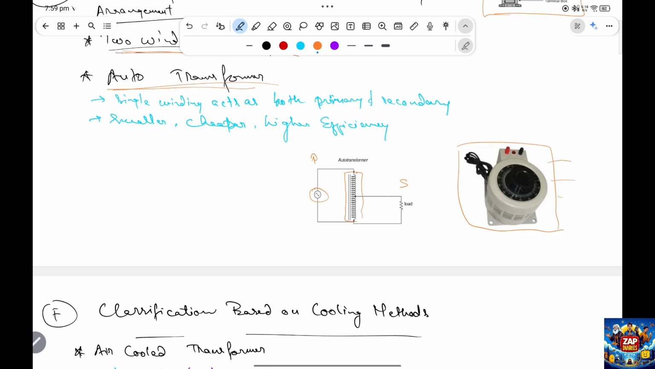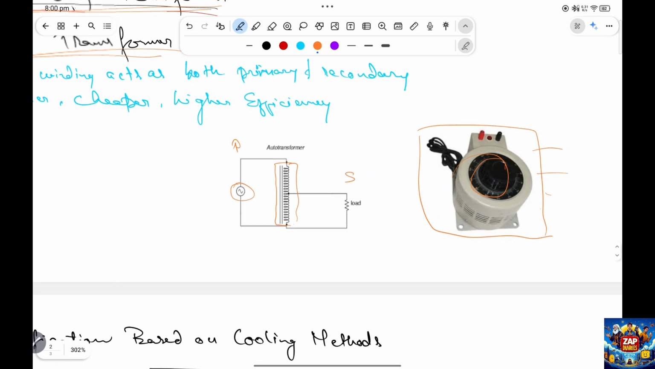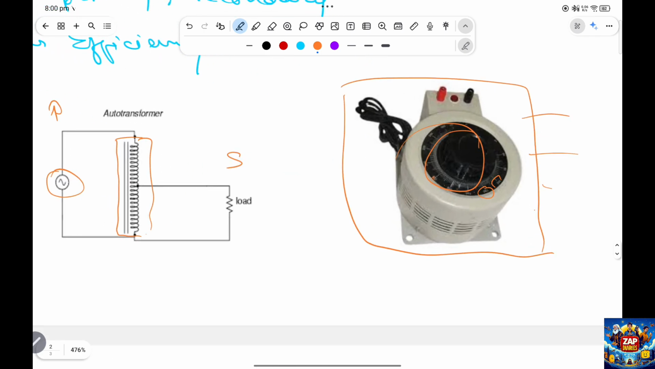What is a tap changing transformer? Like you see, there's a long winding, the auto transformer, and it acts as both primary and secondary. How? The side which is connected to the source acts as the primary side, and the tapping we're taking, like we are rotating this dial and we set the voltage over here. We have different voltages in the dial, right? So these are the voltages.